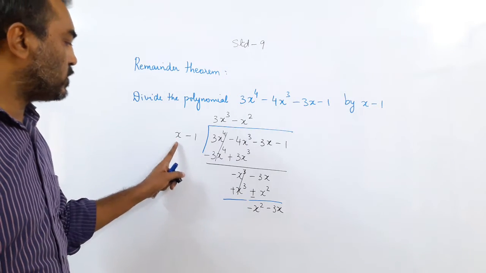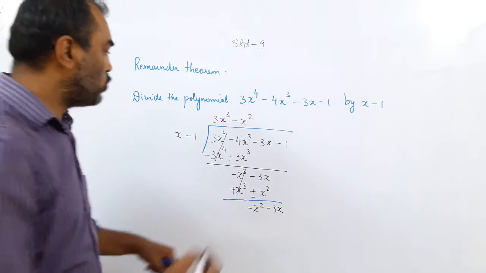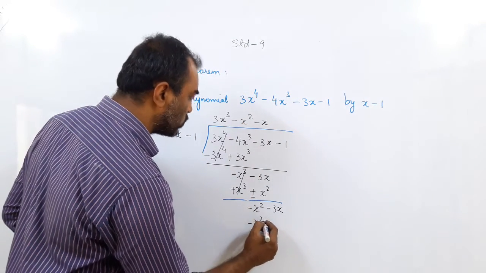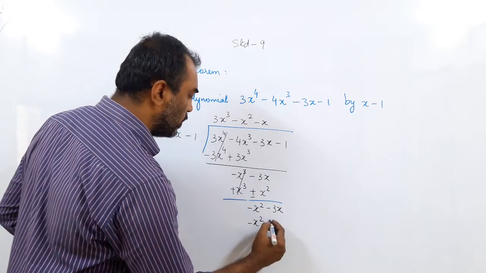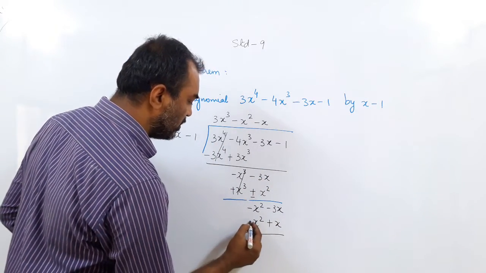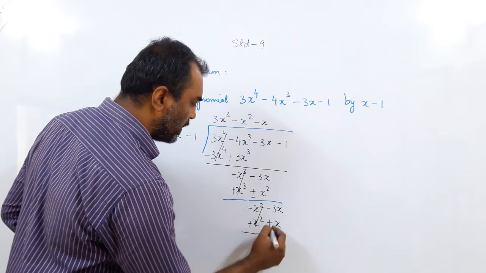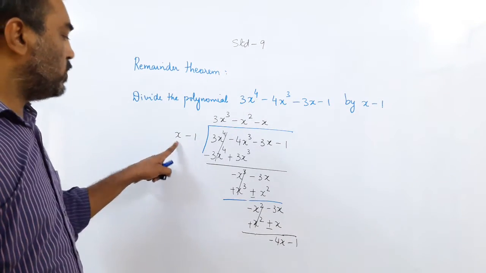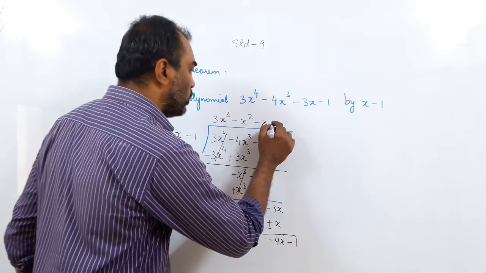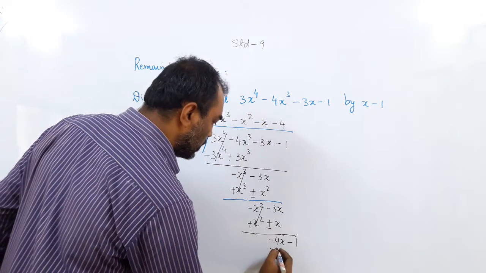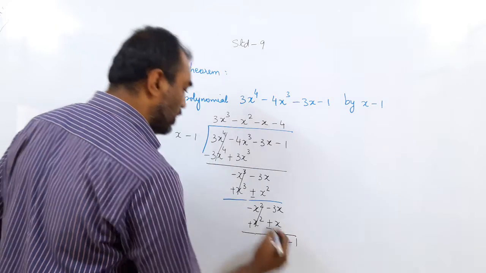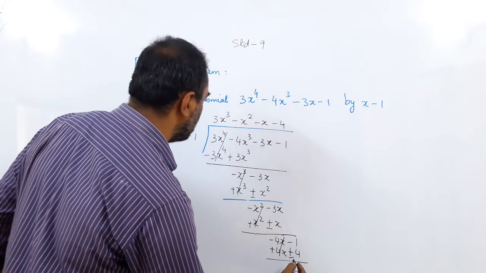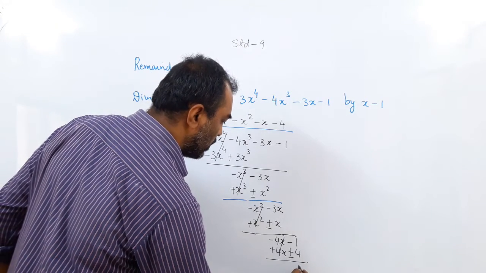Now, how do I write x square? I have to multiply x with minus x. So minus x into x gives me minus x square. Minus x into minus 1 gives me plus x. Again changing the signs. It's cut. Minus 3 minus 1 is minus 4x minus 1. One more step. How does x become minus 4? So I multiply by minus 4. Minus 4 into x is minus 4x. Minus 4 into minus 1 is plus 4. This becomes plus, cut, this becomes minus. So I get the remainder minus 5.